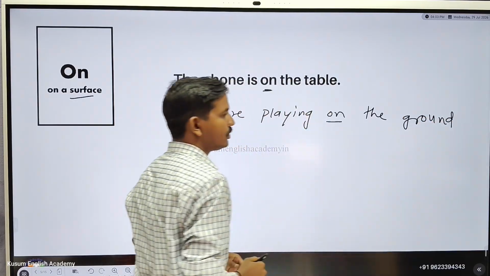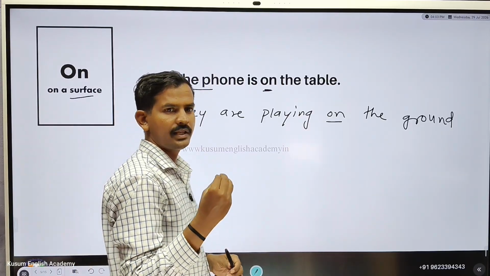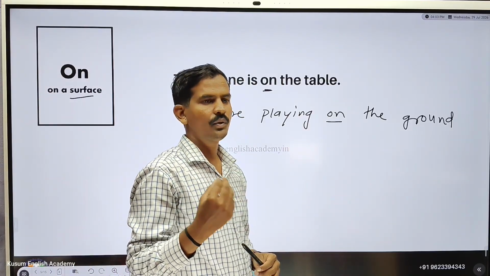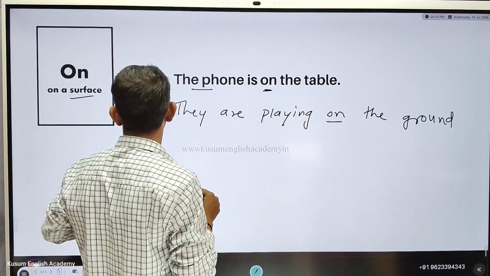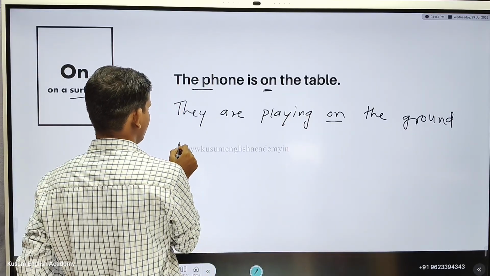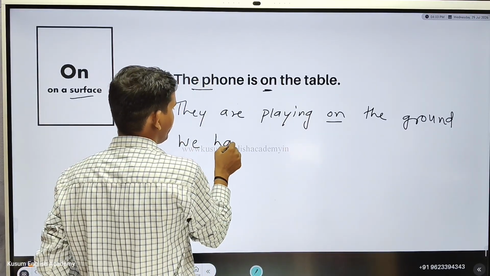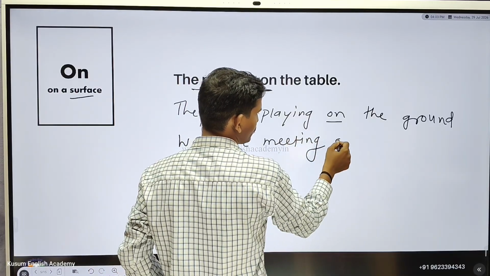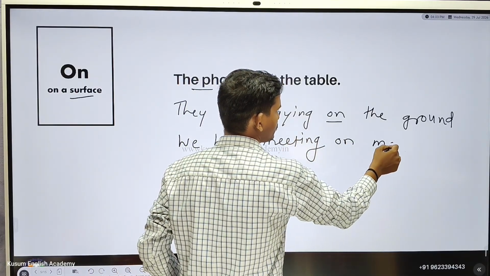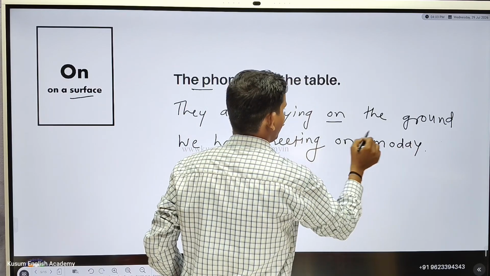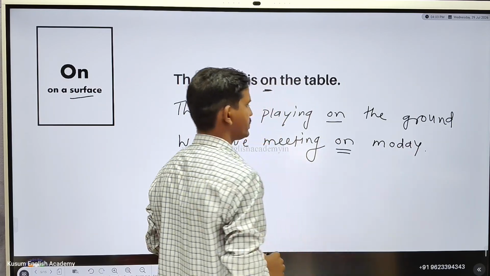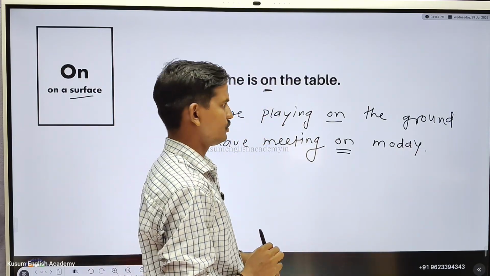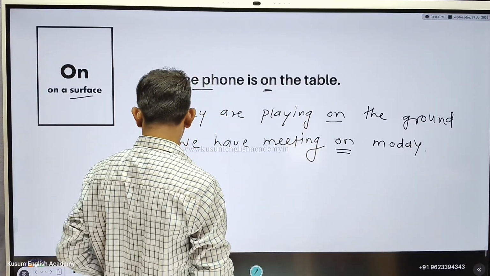Another use is to show time. Sometimes you say day, days. Okay, you can also use "on" to show that. For example, we have a meeting on Monday. So apart from places, here you can use it to show time also. So these are a few uses of "on".